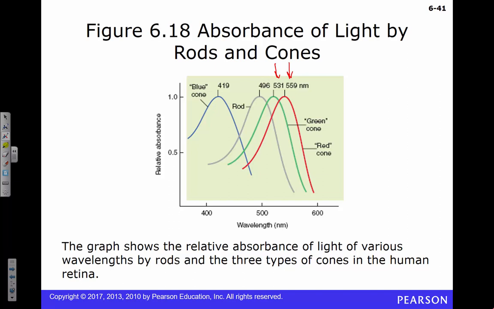And the reason for that is, yes, we do perceive short wavelengths as blue, but in reality, short wavelengths of light aren't blue, right, Jason? We just perceive them that way. So if we want to really be correct, this would be short, medium, and long. And you can see that's 419 nanometers, 531 or 559 nanometers. So that's exciting, right?